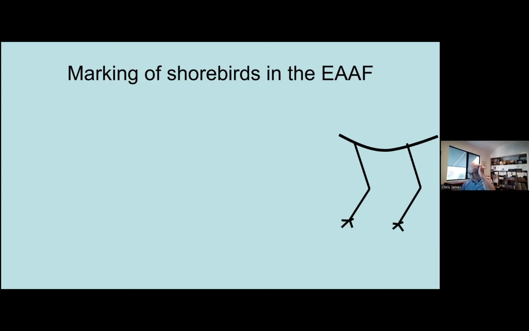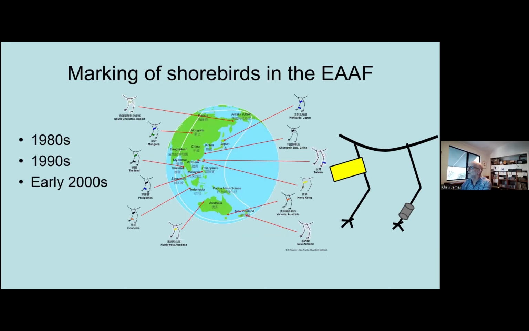A brief history of shorebird marking in this flyway, the East Asian Australasian Flyway. In the 80s, a metal band. In the 90s, flags, where a protocol was developed in the early 2000s. And then around 2003, some projects started using the engraved leg flags, ELFs.